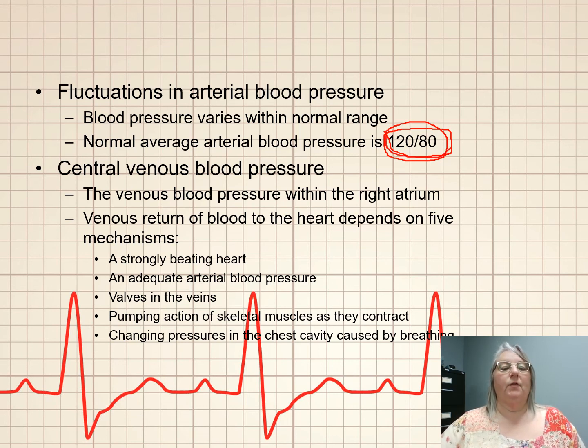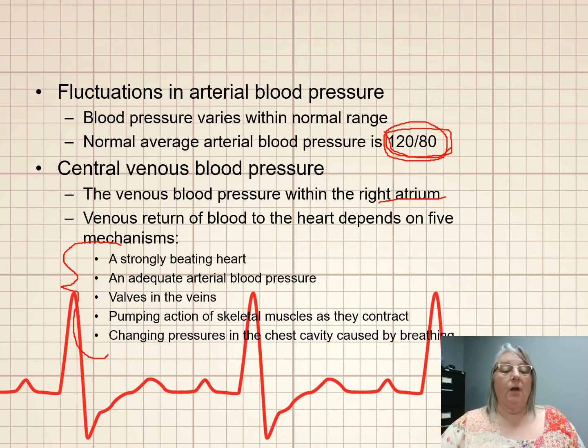Okay, central venous blood pressure. This is the blood pressure that's within the right atrium. And it is the return of the blood to the heart. And it depends on these 5 mechanisms that affect your venous blood pressure.